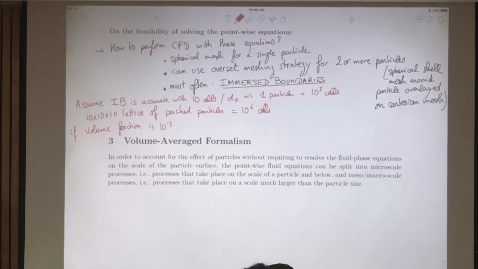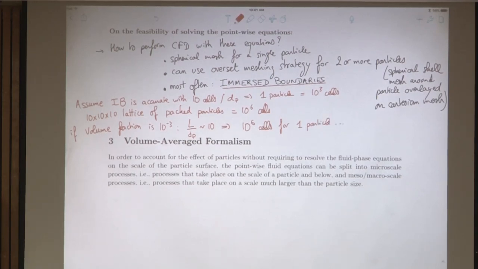Then remember, in our simple lattice arrangement, the interparticle spacing now will be about 10 times the particle diameter. So we wrote that as L over dp as approximately 10, which means that now we're looking at 1,000 cells times 10, times 10, times 10 for a single particle. So now we're back to looking at a million cells for one particle.